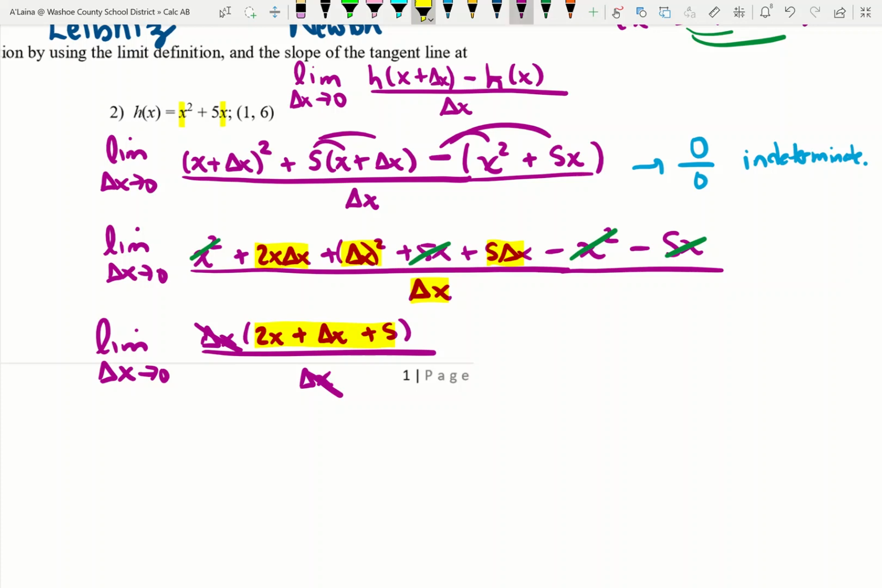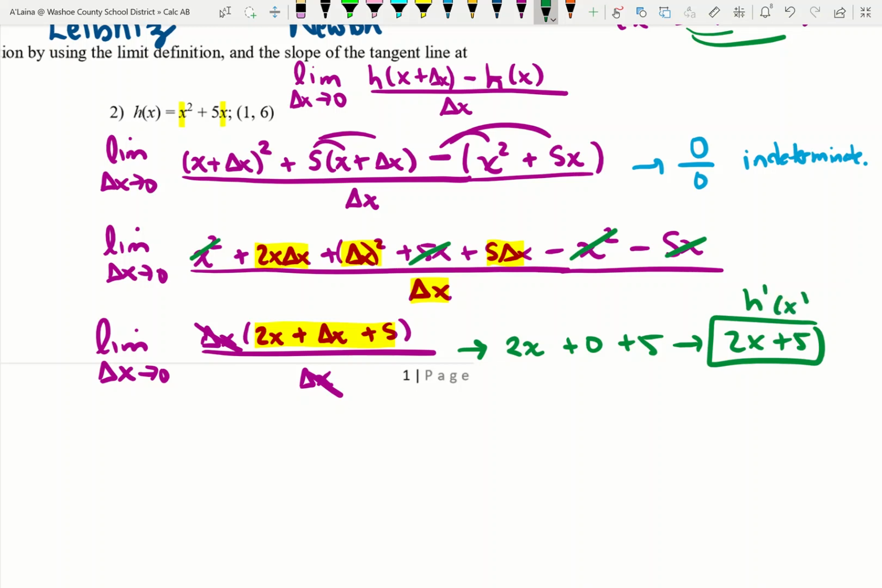I'm going to try substitution again and see, do I get something different than 0 over 0? And I should, because I don't have a 0 in the denominator anymore. I'm no longer going to write the limit notation because I'm now going to use substitution. So this would be 2 times x, with delta x approaching 0, plus 5, or 2x plus 5. The derivative, h prime, would be equal to 2x plus 5. This is the slope of the tangent line at any different x value.